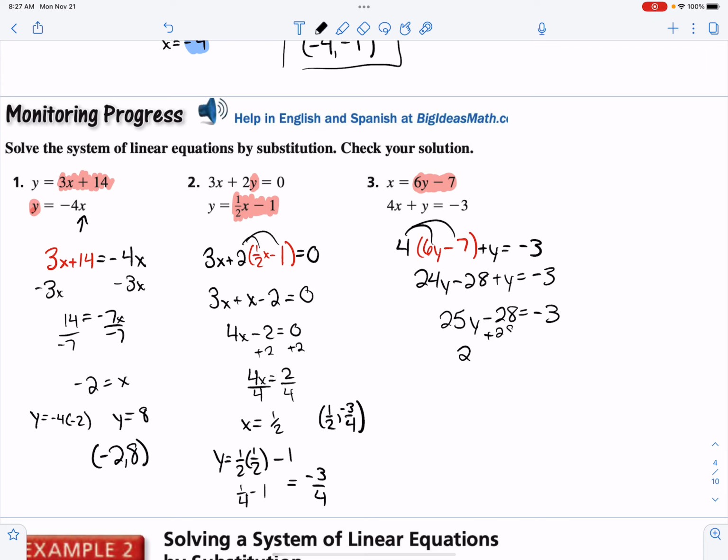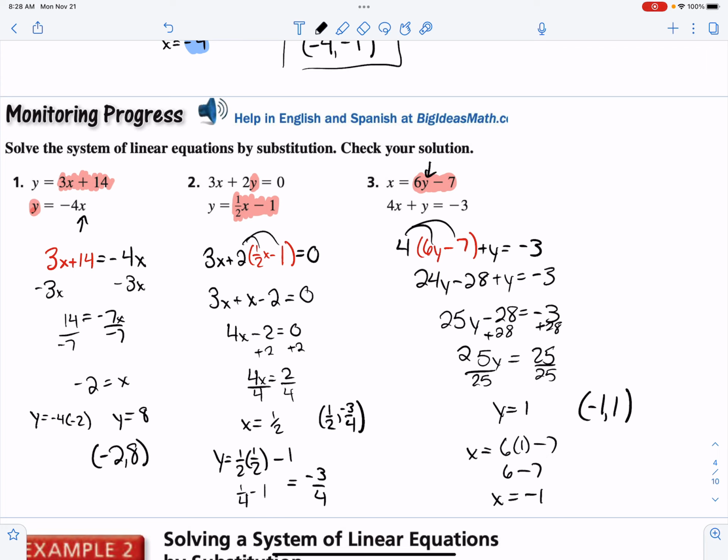We add our 28 over. We divide by 25. We get y equals 1. Again, we can just plug that right in. And there you have it. All right, so there's your answers for those.